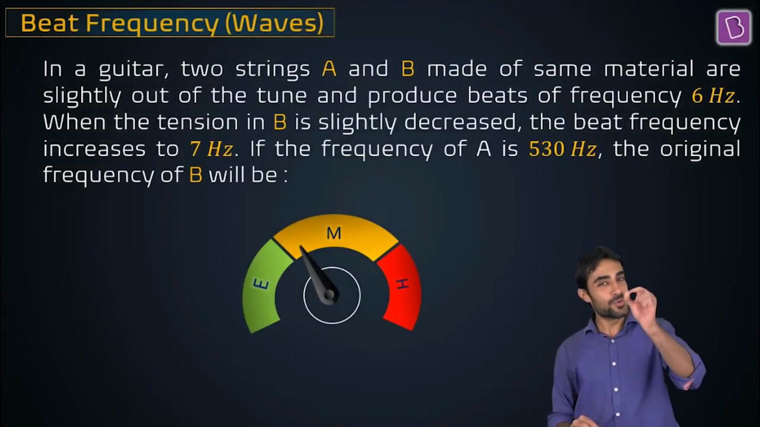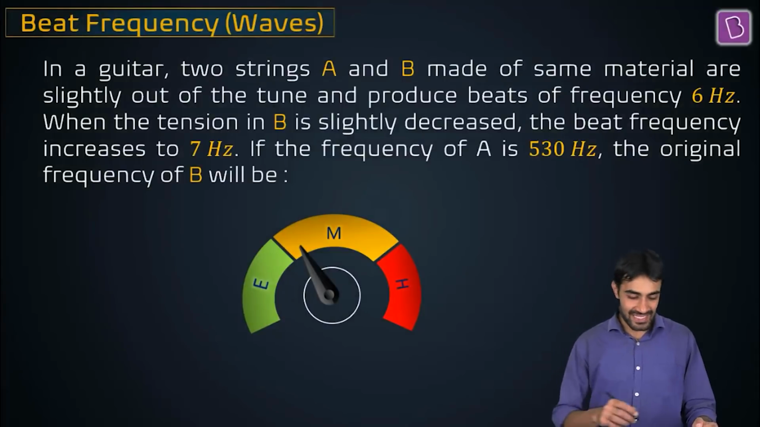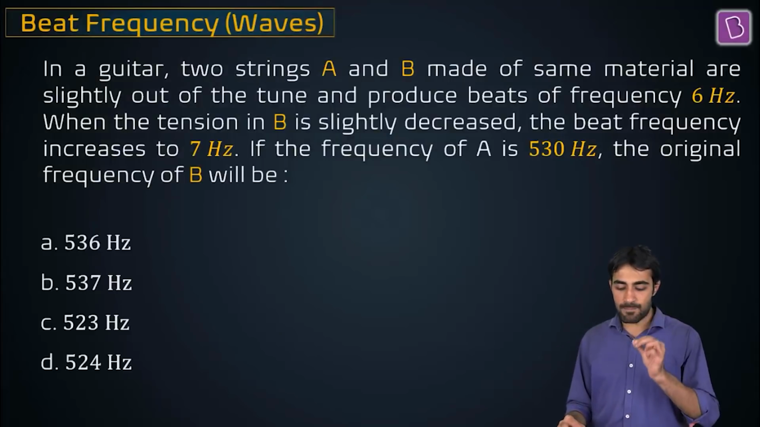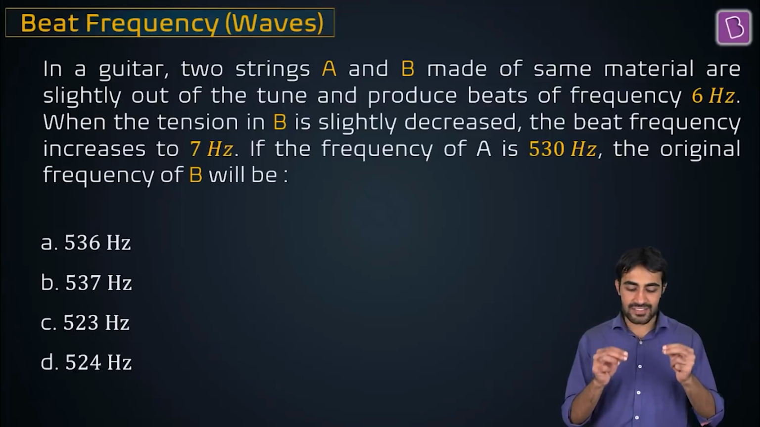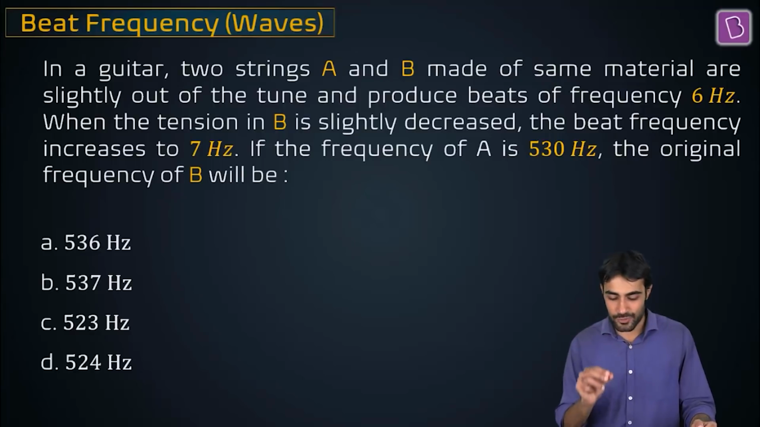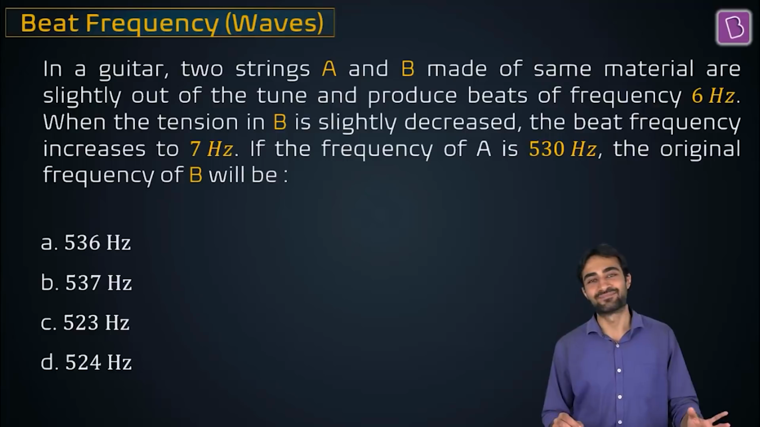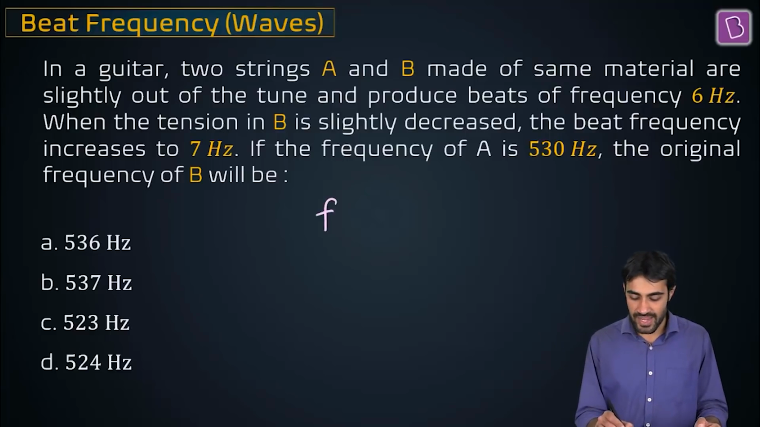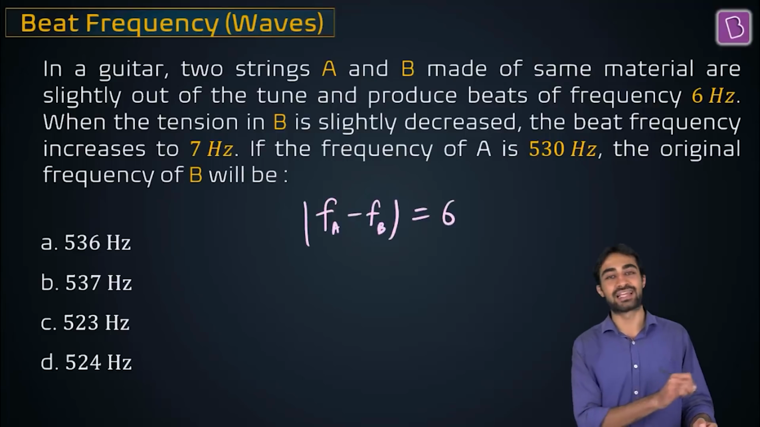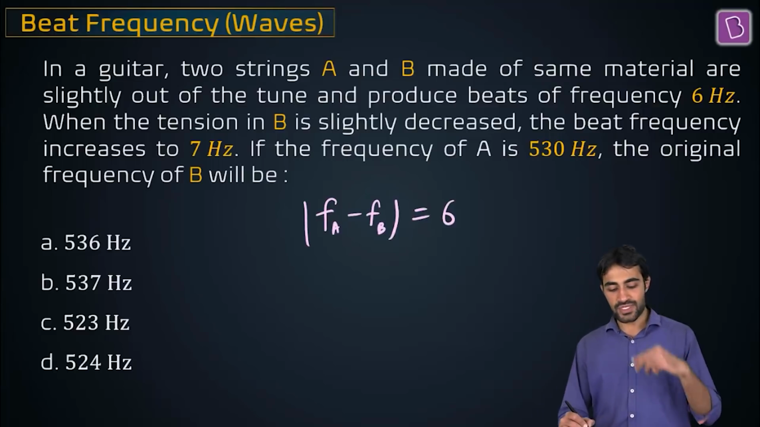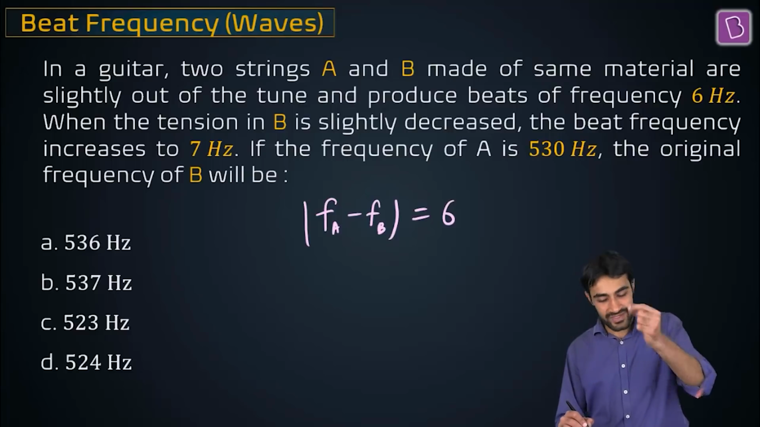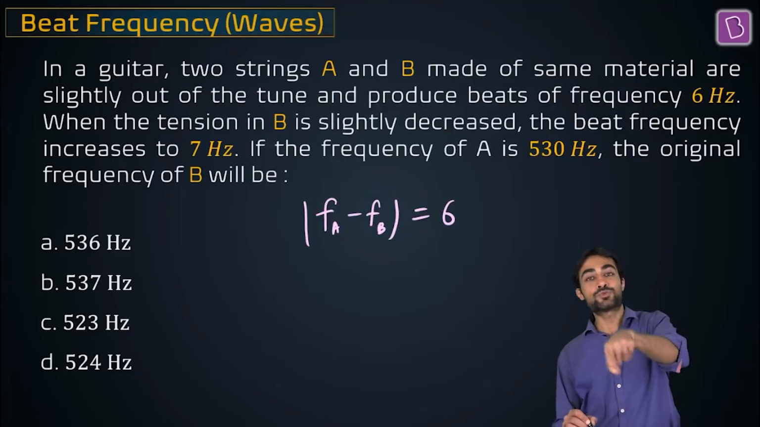Here we have a beautiful question on beats. The question says, in a guitar, two strings A and B are made of same material and are slightly out of tune, and they produce beats of frequency 6 Hz. Now, beat frequency is given to be 6 Hz, and beat frequency is nothing but mod of FA minus FB. This is given to be 6. When the tension in string B is slightly decreased, then the beat frequency increases to 7 Hz.